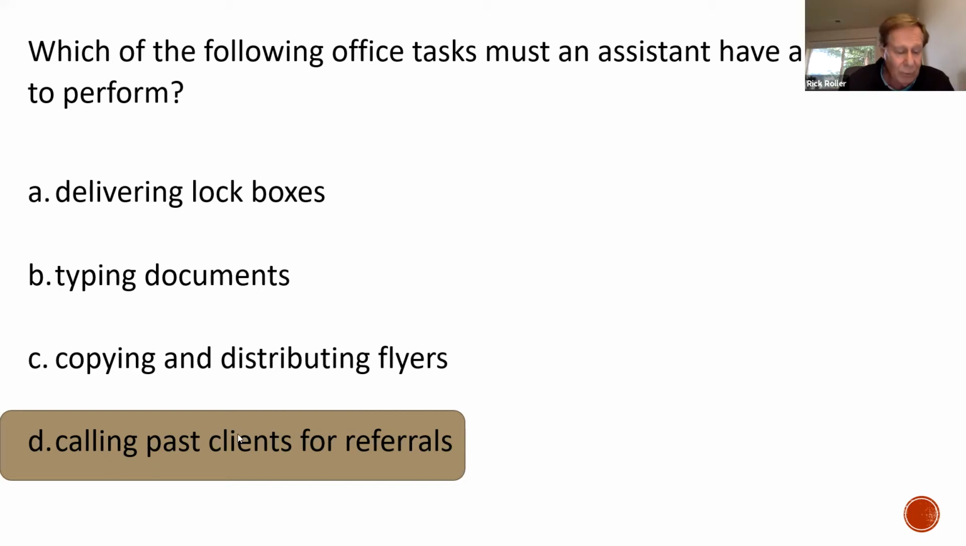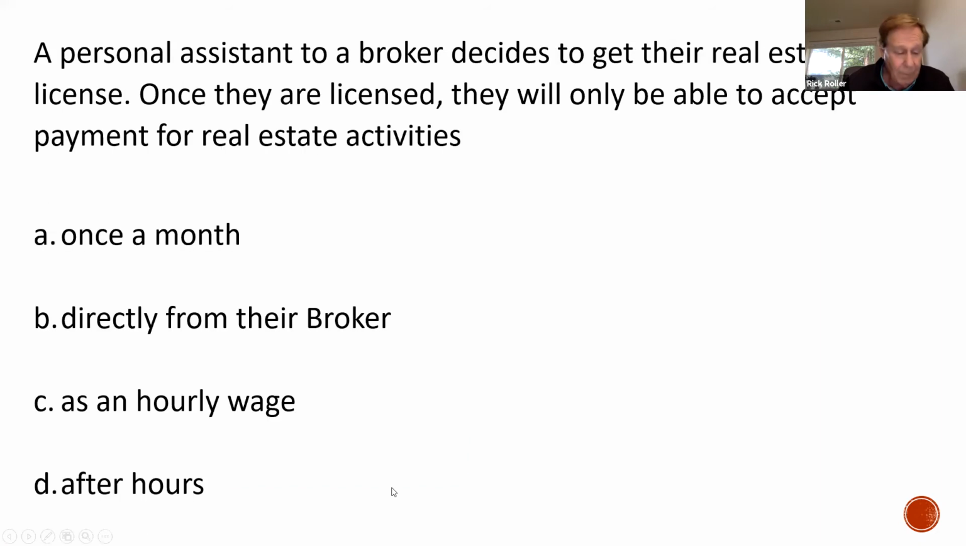Okay, next question, please. A personal assistant to a broker decides to get their real estate license. Once they're licensed, they will only be able to accept payment for real estate activities once a month directly from their broker as hourly wages or after hours. The correct answer is, if you have a license, the only person on the face of this earth that can pay you a commission is your principal broker that your license is hung with.